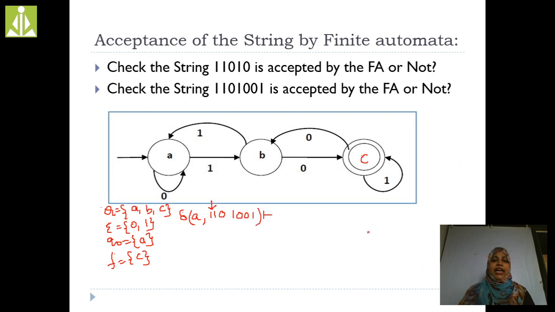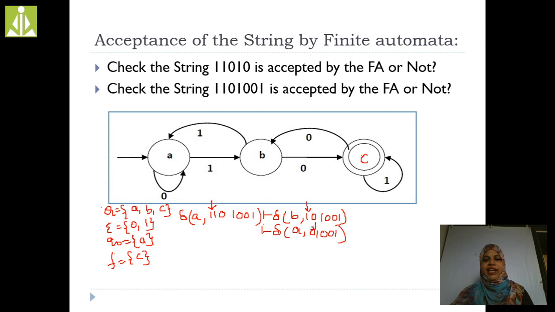A on 1 is B. Delta of B, 1 0 1 0 0 1. B on 1 is A. So B on 1 is A, with remaining string 0 1 0 0 1.